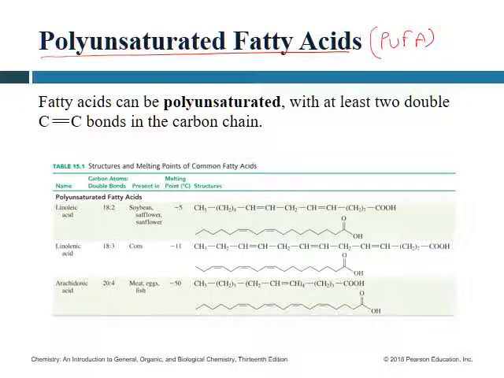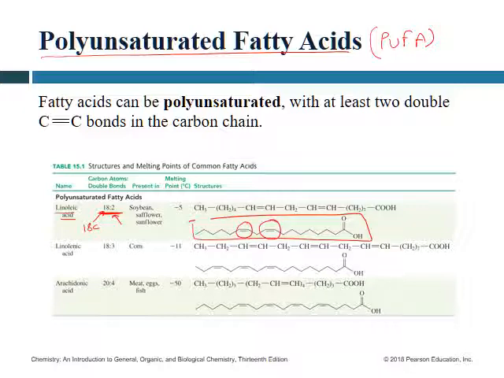Poly means many. You can have multiple double bonds in the fatty acid molecule. For example, linoleic acid, the numbers are 18:2. That means this linoleic acid is made up of 18 carbons, and there are 2 double bonds present in the fatty acid. You can see this is altogether 18 carbons, right? And you have 2 double bonds. One is over here, the second is over here.